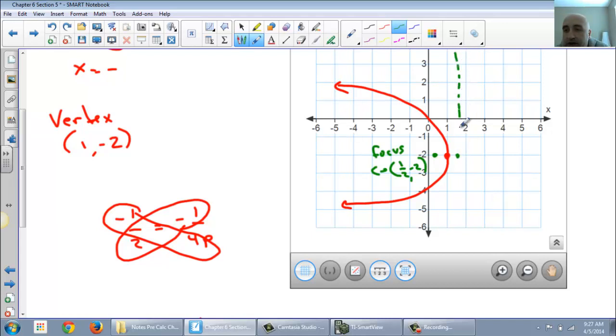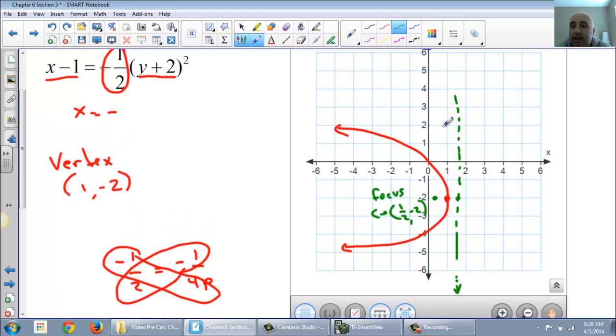Let me draw in my directrix line, try to get it as straight as possible. There's my directrix line, and it's vertical, so it's x equals, and it's on the positive side. If we're at 1 and we went right 1/2, now we're at 1.5, so you could put 3 over 2 or 1.5. I'd accept either. So there's our directrix equation.